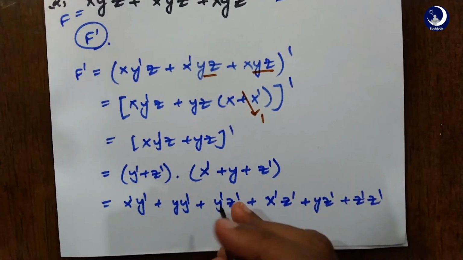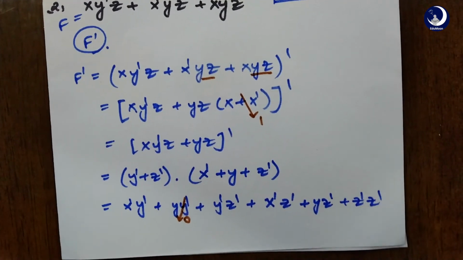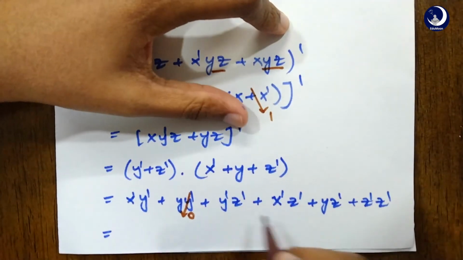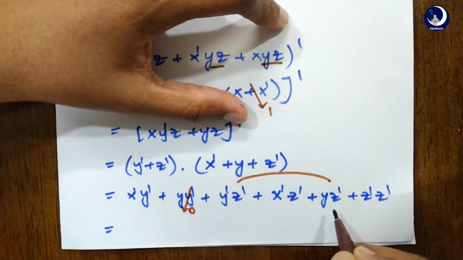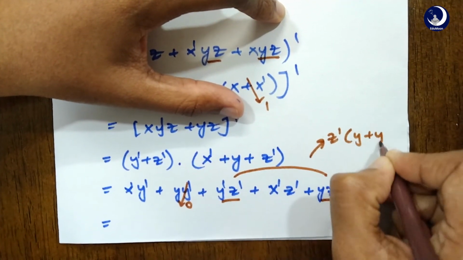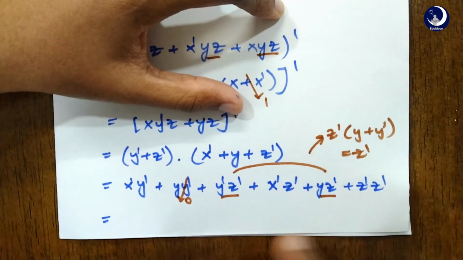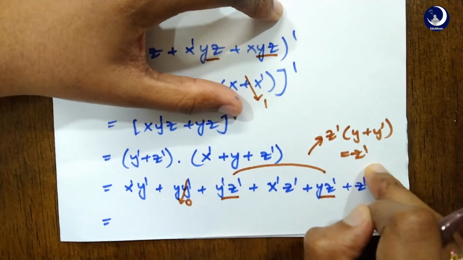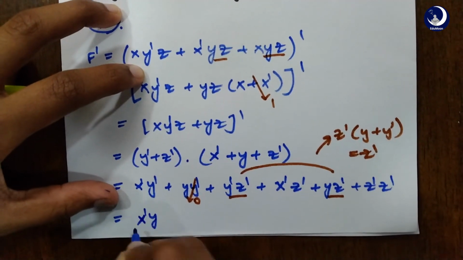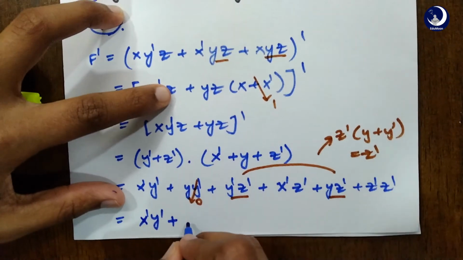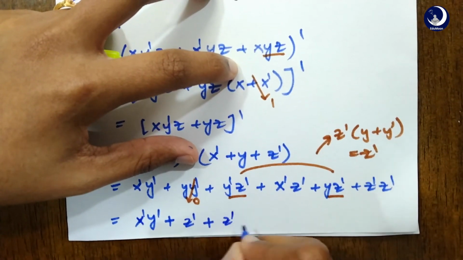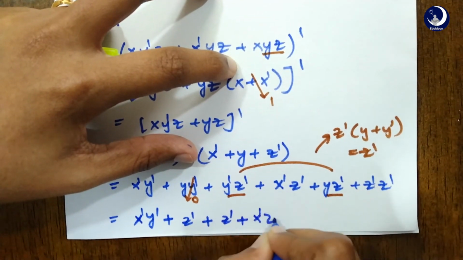Now in case it's y y bar, this is a 0. Now from these two terms like y bar z bar and yz bar, you can take z bar to be common, right? z bar into y plus y bar. This is equivalent to z bar. As I'm running out of space, I'm just making it clear here. So what are the terms that are left now? x bar y bar plus z bar from this one plus z bar equals z bar itself again, plus x bar z bar.